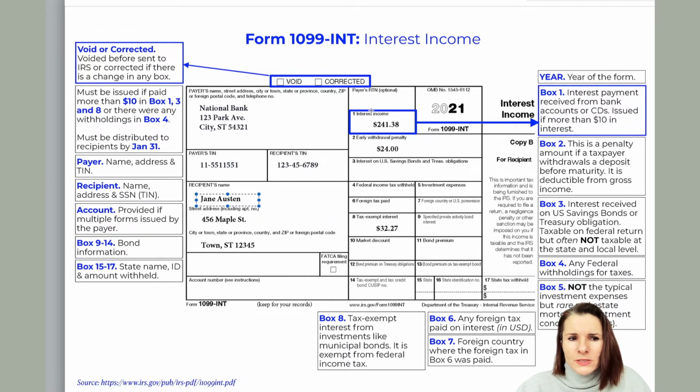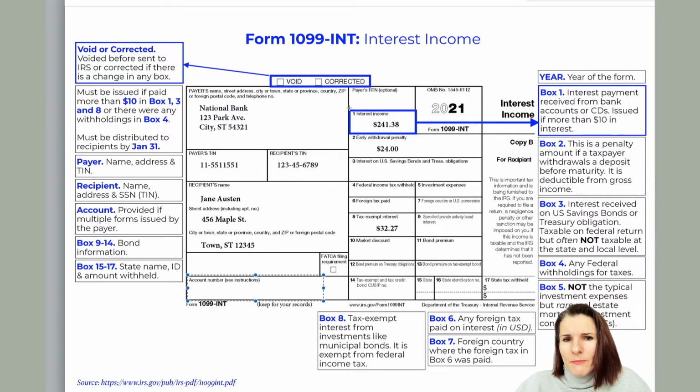Then another thing that's actually important here is the account number. This can be helpful because if you have multiple accounts, you might receive multiple forms and wonder, okay, what's going on, why am I getting this? It might be for a different account, so you might have a different form. So it's important to realize it might not be a duplicate, it might actually be an additional form.